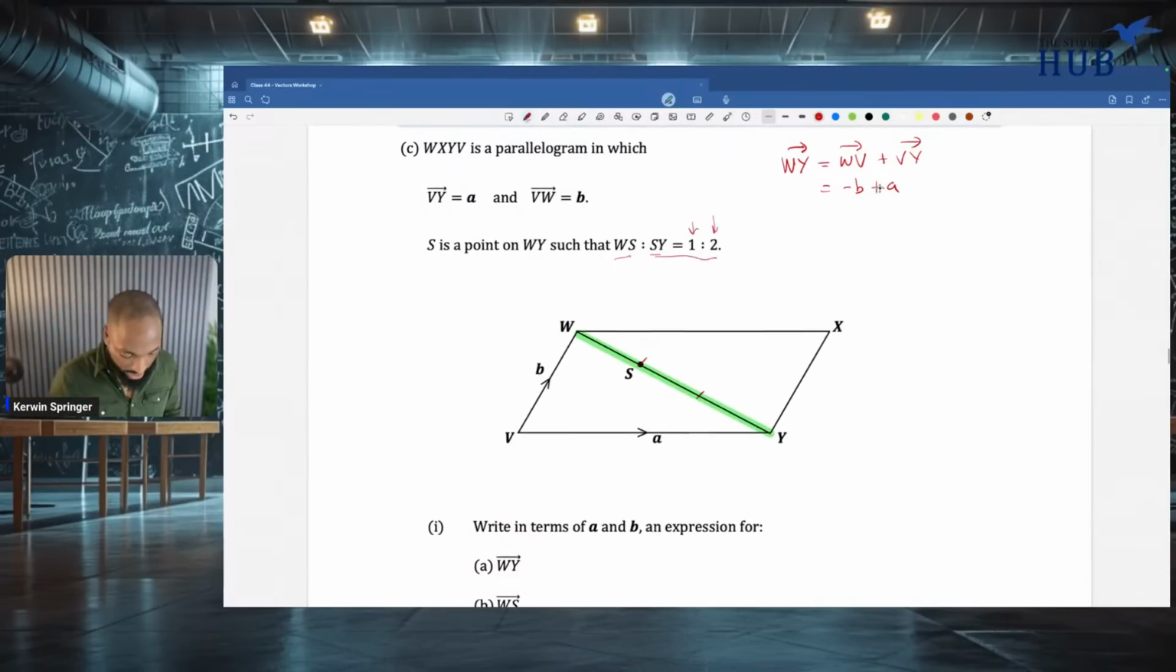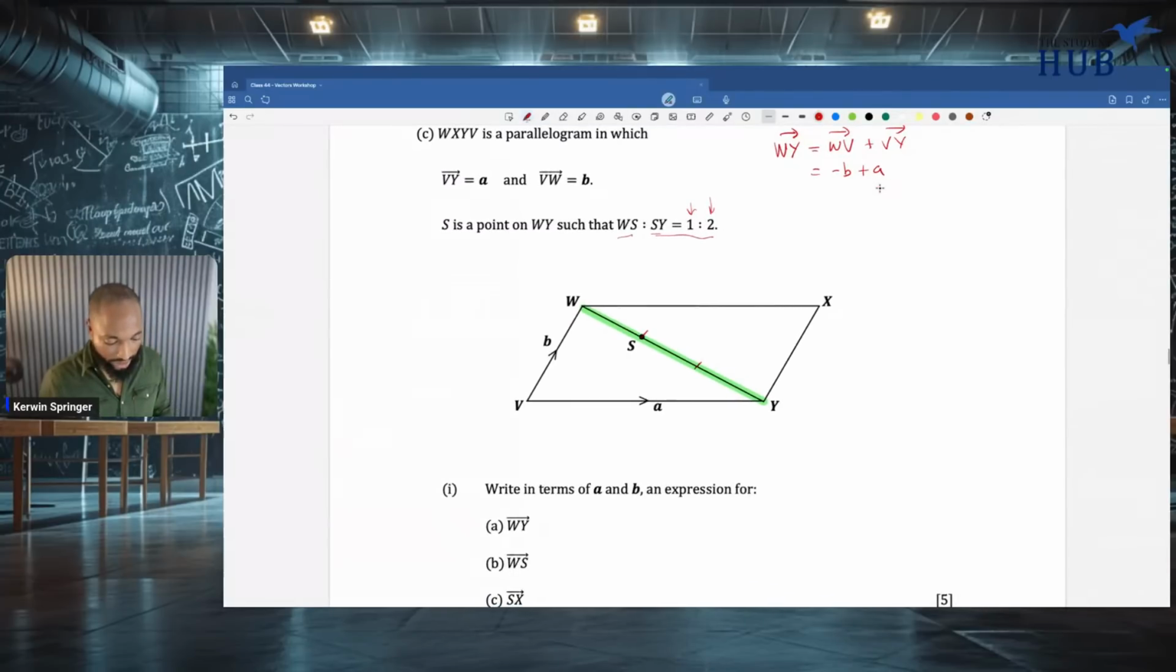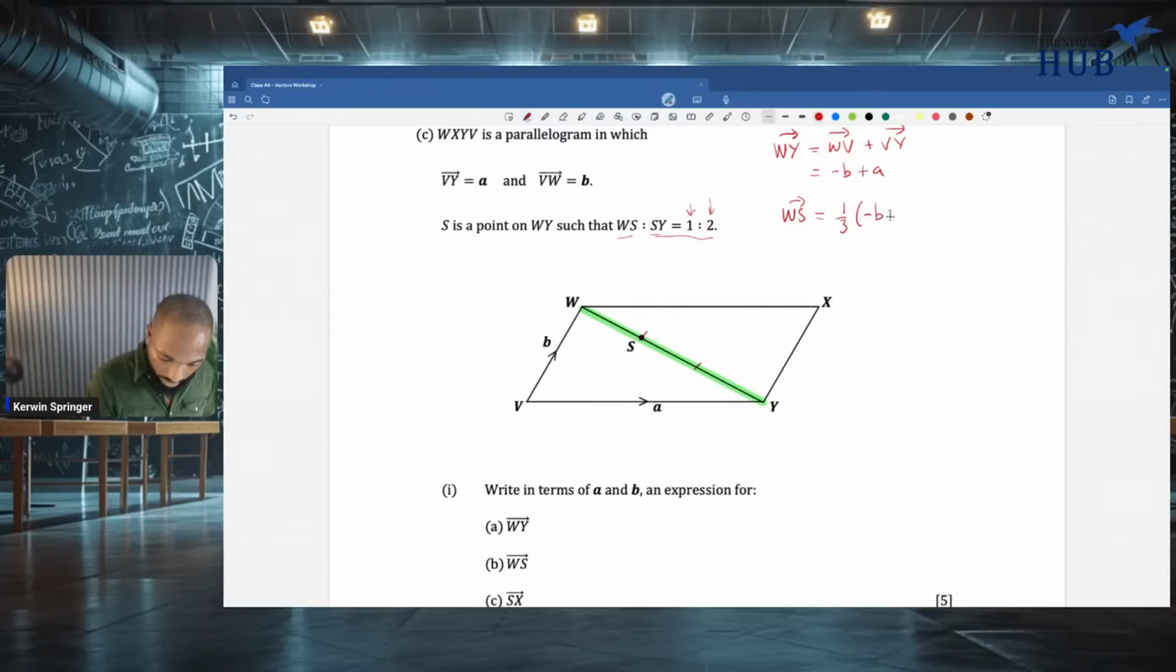So what's next? WS. Well, WS is 1/3 of the way. WS is 1/3 of minus B plus A. No, you can stop right there. Or you can distribute, 1/3 of minus B, so that's negative B over 3, plus 1/3 of A. Or you can say A over 3 minus B over 3. Any one of these three things could work. Why isn't the chat full of yes if you understand?